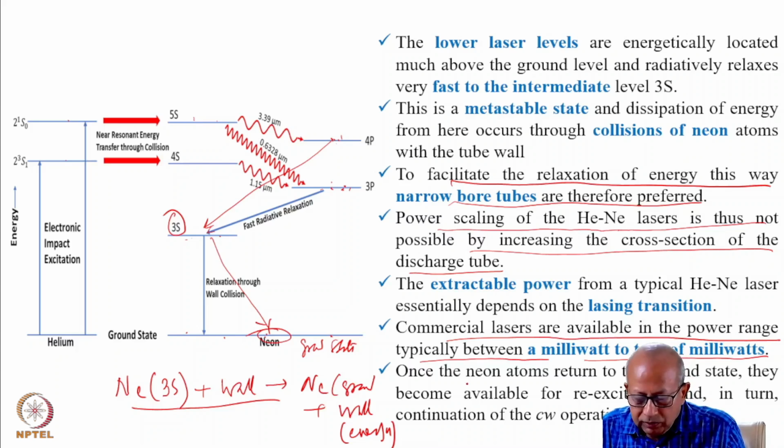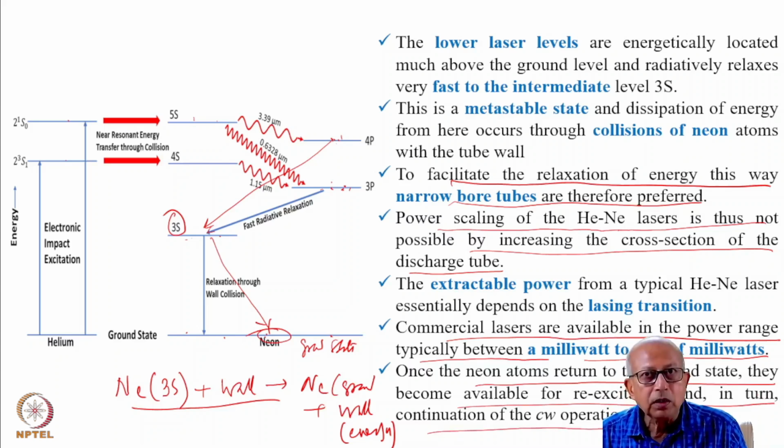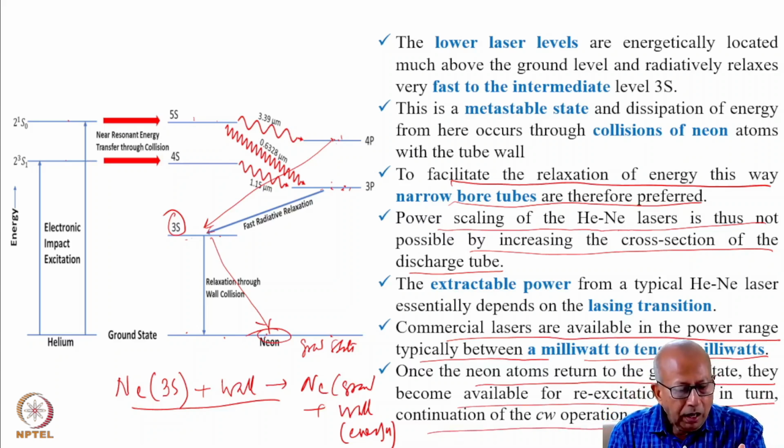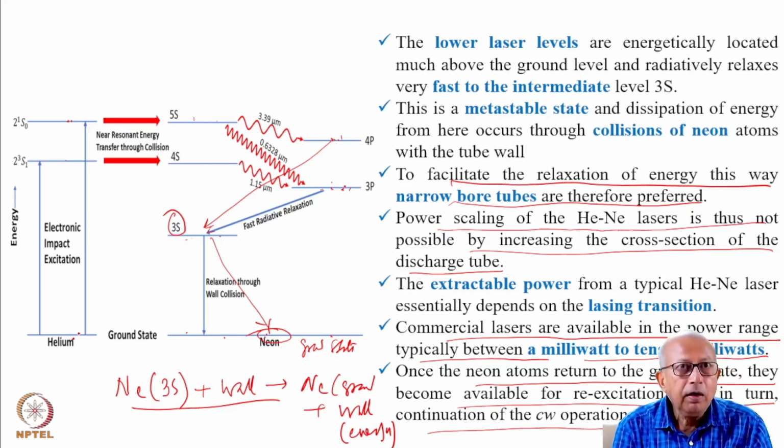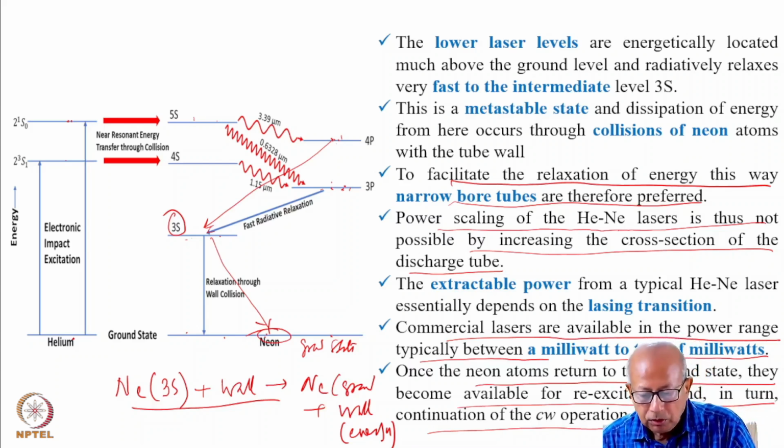And as we have seen, once the neon atoms return to the ground state, they become available for re-excitation and in turn continuation of the CW operation. In contrast, as soon as the helium at the excited state, either here or here, collides with a neon atom in the ground state, it comes down to the ground state, while its energy gets transferred to the neon atom. And once it comes down to the ground state, it is again available to continue this cycle of the process of lasing, that is, continuation of the continuous operation of the laser.